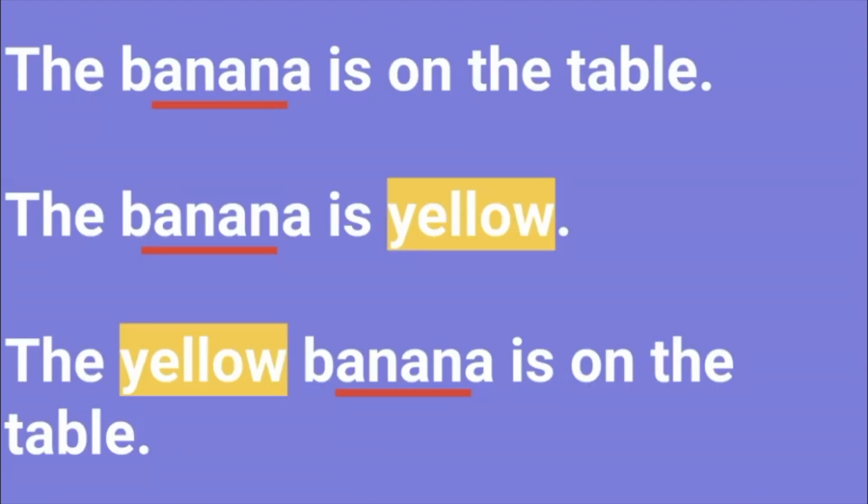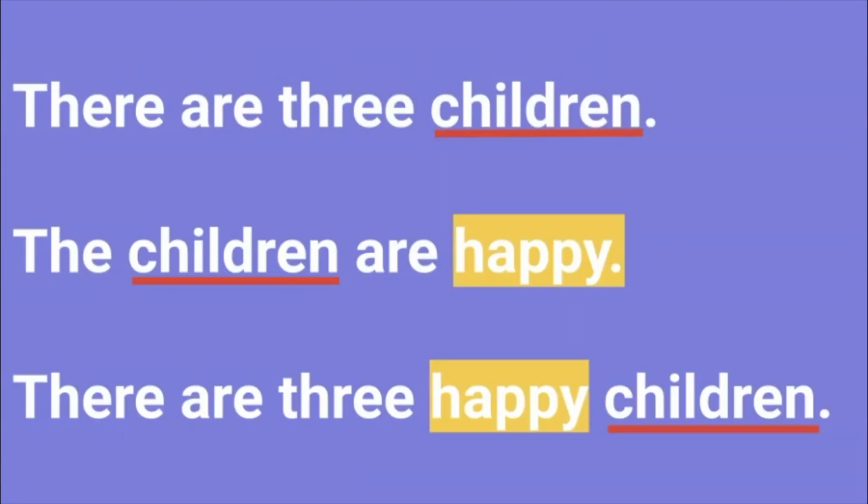Let's take a look at another example. The banana is on the table. The banana is yellow. The yellow banana is on the table. Not the banana yellow. No. The yellow banana.